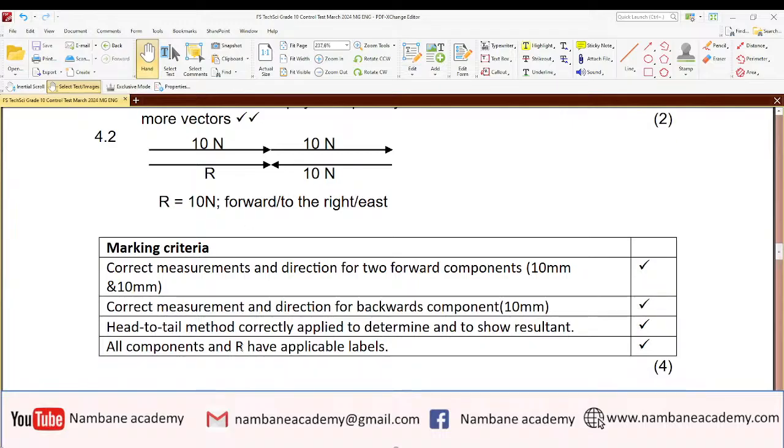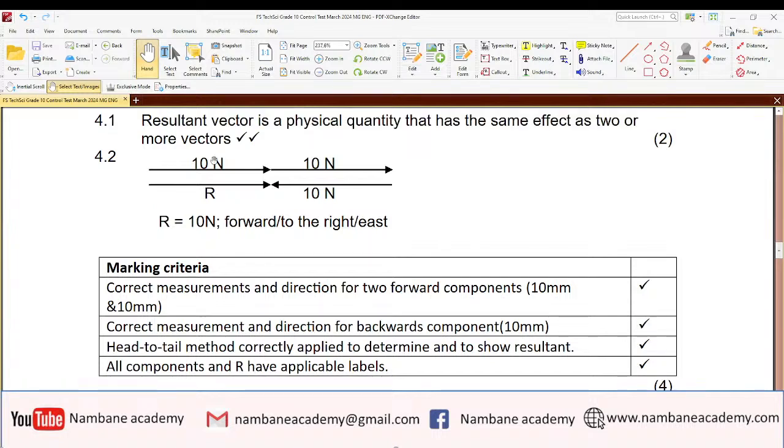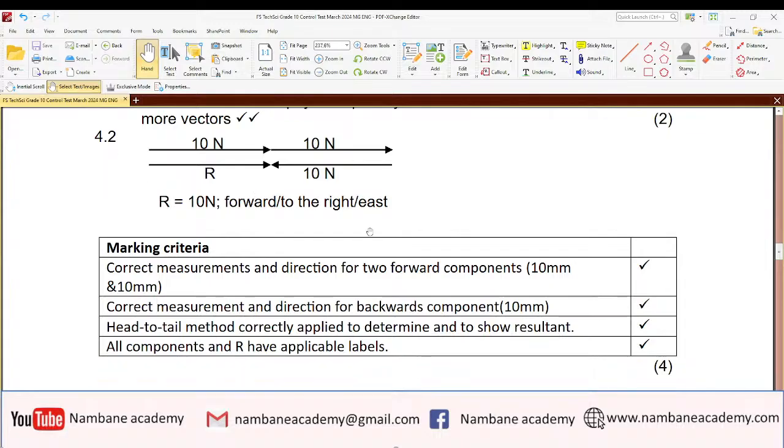Head to tail method has been correctly applied to determine the resultant and show the resultant. So they must indicate where the resultant is. And for that, ladies and gentlemen, 1 mark. All components in R have applicable labels. So remember, they must now indicate which one is 10 in terms of direction, which one is 10 in terms of direction, and also indicate the direction of the resultant, ladies and gentlemen. So this is how we are going to mark 4.2.